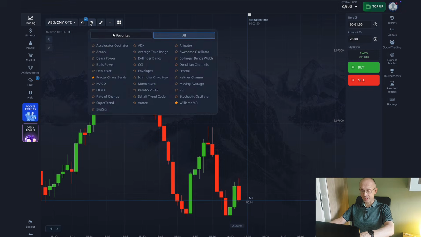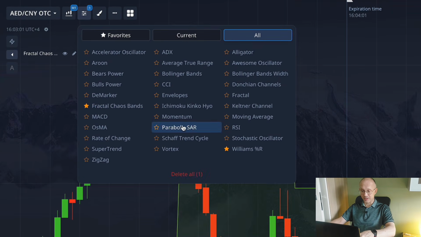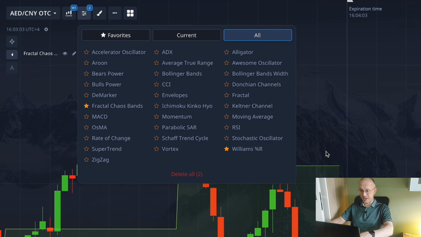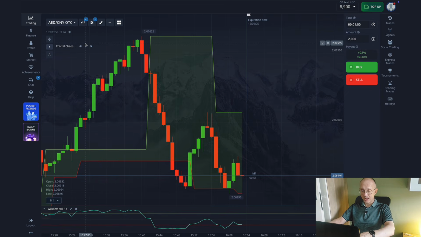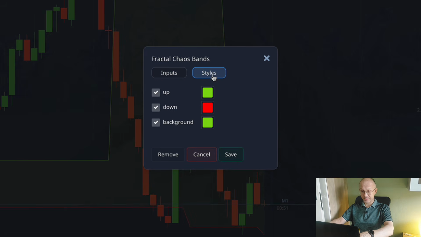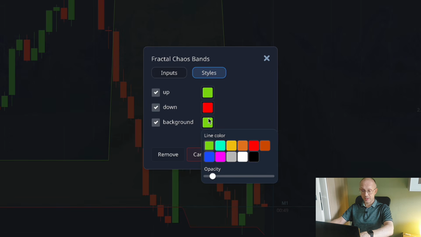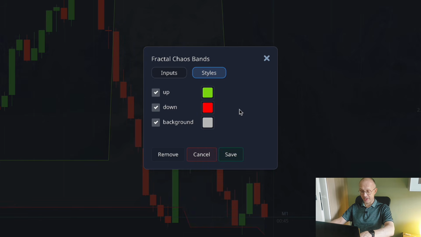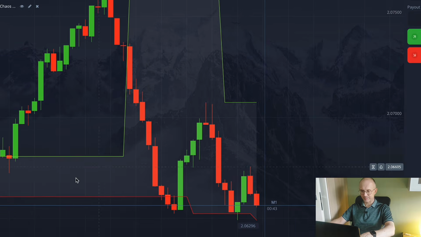Let's go to the Indicators tab and select the Fractal Chaos Bands and the Williams. Let's set up the Fractal Chaos Bands indicator first. Set period to 3. Go to Style and set background to gray and save.